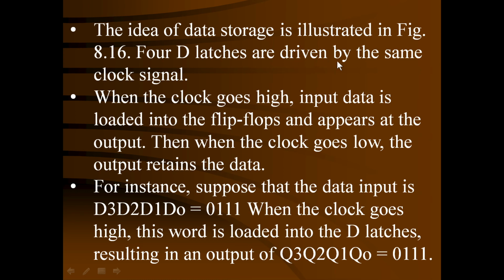Four D latches are driven by the same clock signal. When the clock goes high, the input data is loaded into the flip-flops and appears at the output. Then, when the clock goes low, the output retains the data. For instance, suppose the data inputs D3, D2, D1, D0 are 0, 1, 1, 1. When the clock or enable goes high, it will take this value, and Q3, Q2, Q1, Q0 take the value of this one. That means it becomes equal to 0, 1, 1, 1.